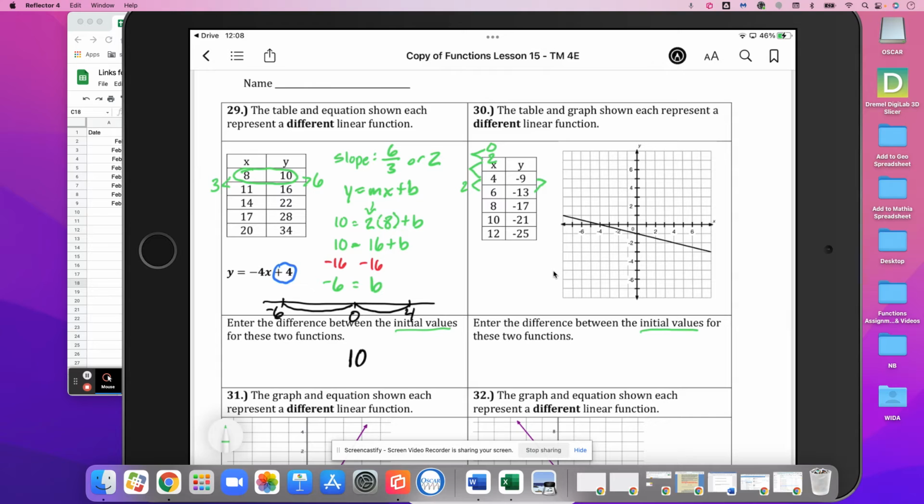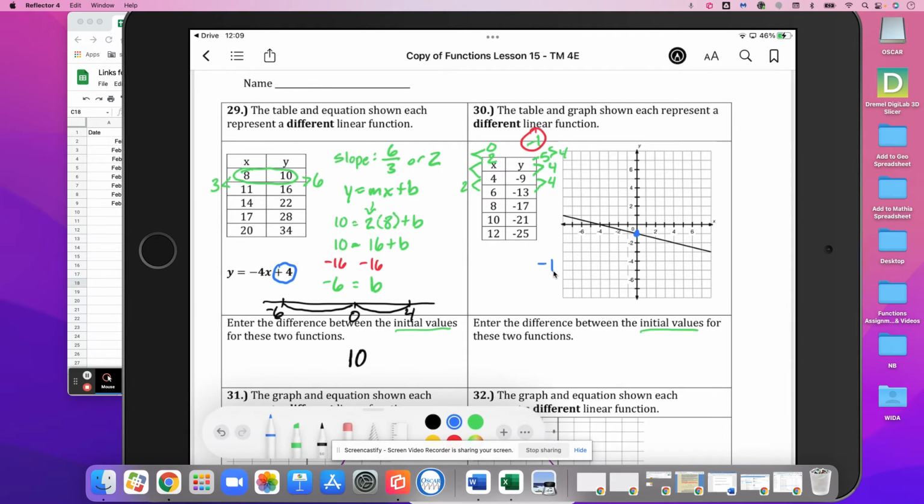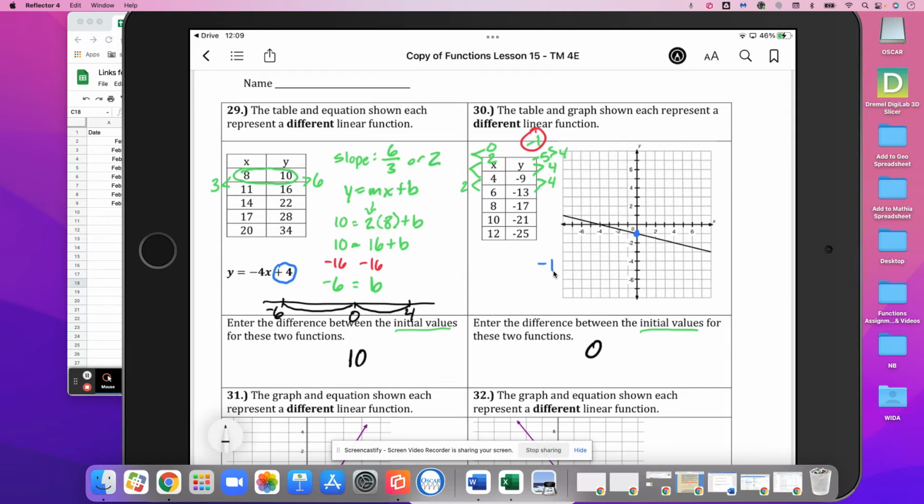Here we're going down by 4 as we go down the table, so it's going to be adding 4 as we go up the table. So plus 4 more is going to put us at negative 5. Plus 4 more is going to put us at negative 1. So our initial value for the table is negative 1. And the blue one for the graph is also negative 1. So the difference between those initial values is going to be 0, because negative 1 is the same as negative 1.